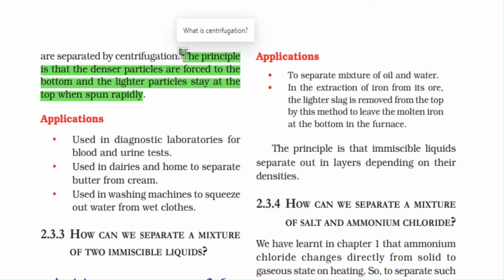So we can write the definition of centrifugation. The principle is that the denser particles are forced to the bottom and the lighter particles stay at the top when spun rapidly. So the question will be, what is centrifugation? This is the answer.